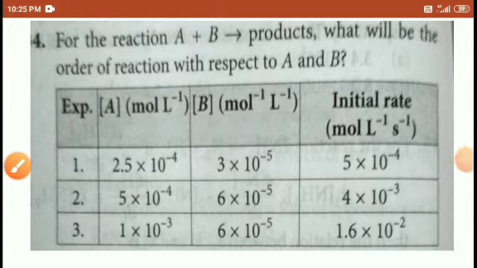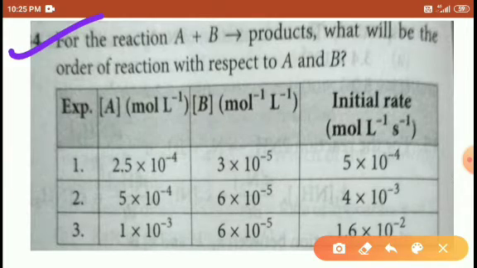Okay students, the next example: for a reaction A plus B converted into product, what will be the order of reaction with respect to A and B? This is a similar example to the previous one we have done. The concentration of A in moles per liter is 2.5, the concentration of B in moles per liter is 3 into 10 to the power of minus 5, and the initial rate is 5 into 10 to the power of minus 4, right students?